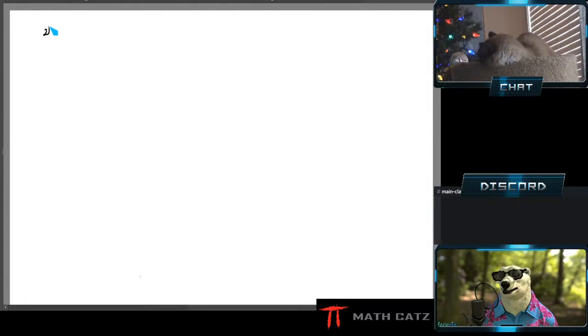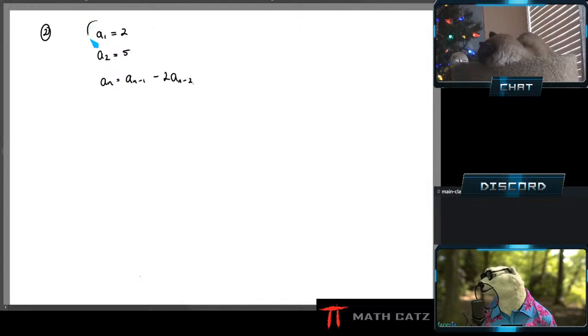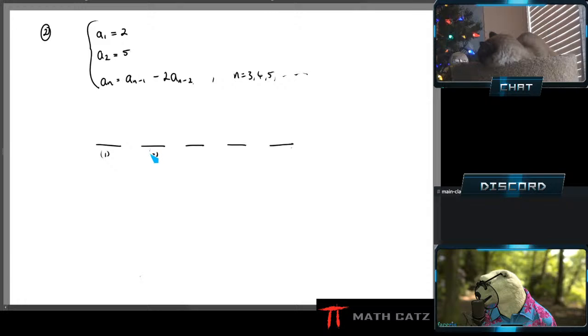All right, so this is number 2, where they tell me A1 is equal to 2, A2 is equal to 5, A_n is equal to A_(n-1) minus 2A_(n-2). Blech. And that applies for n equal to 3, 4, 5, and however many I want. I just want the first 5, according to the question. So I don't need to write the position values underneath. I choose to because it helps me.